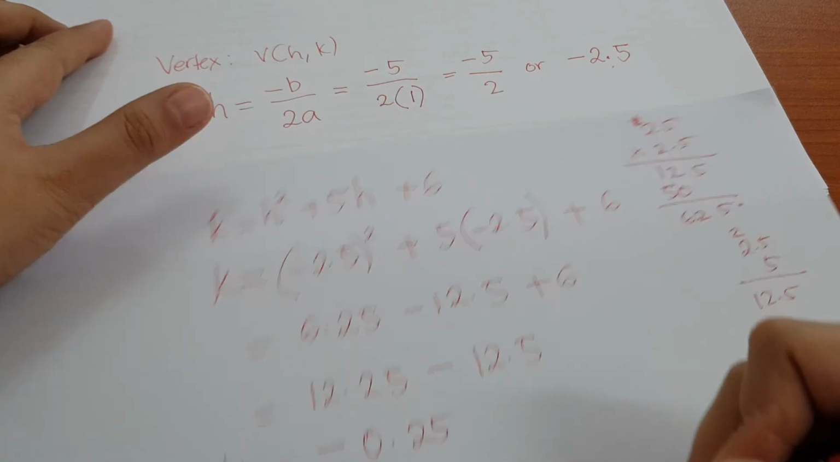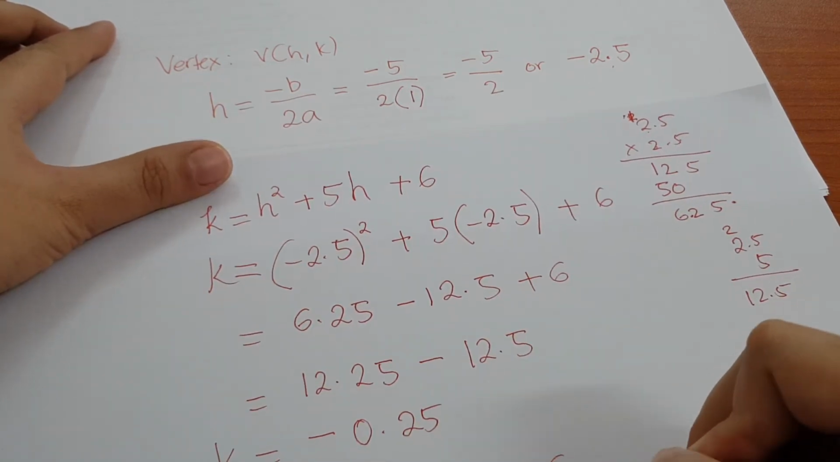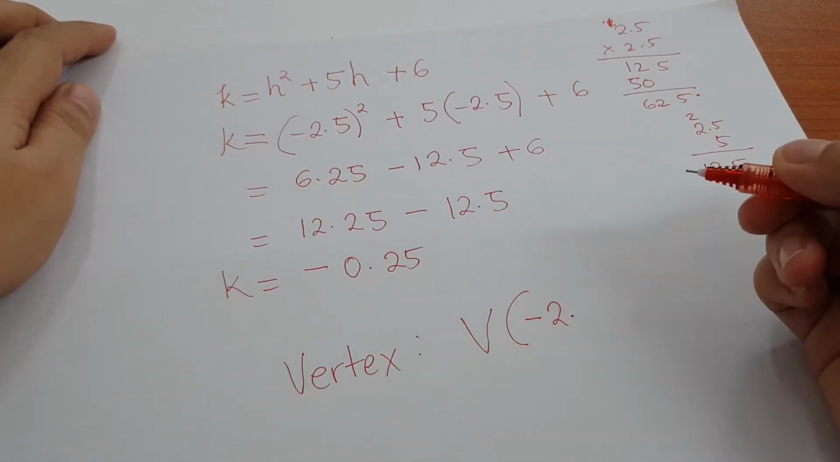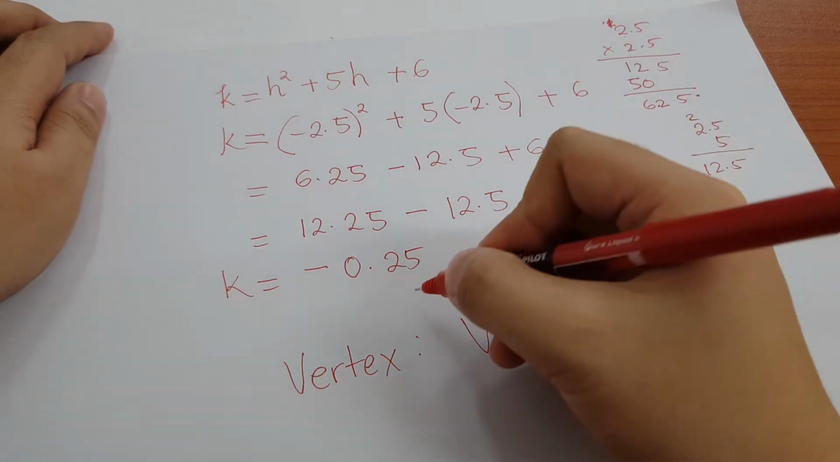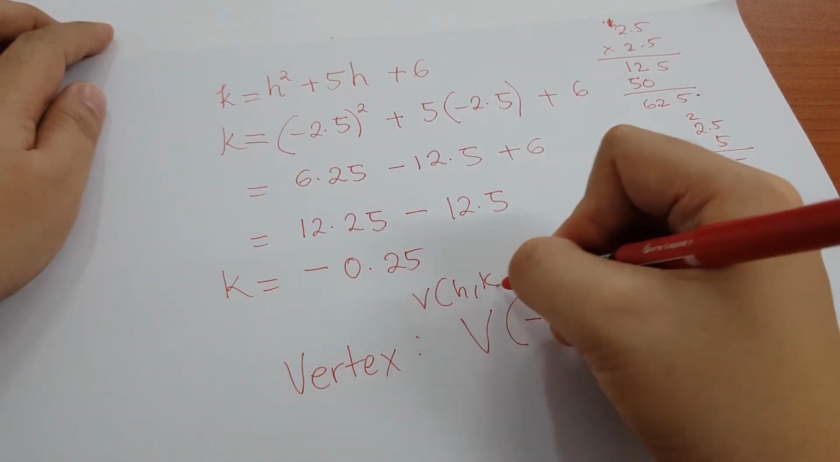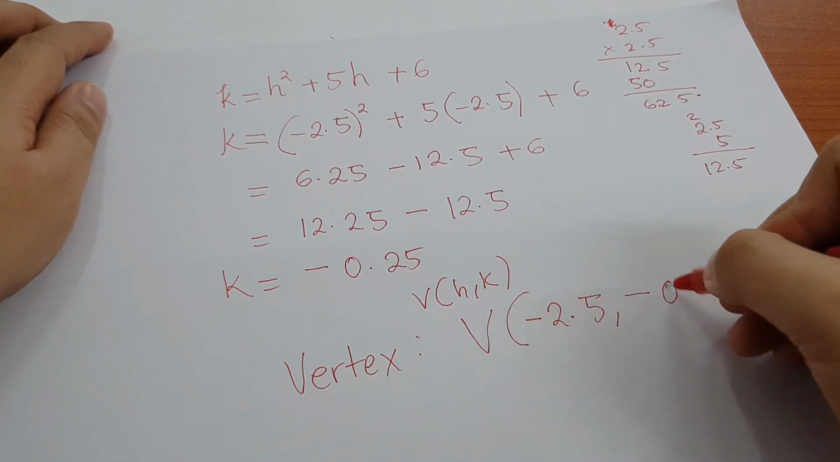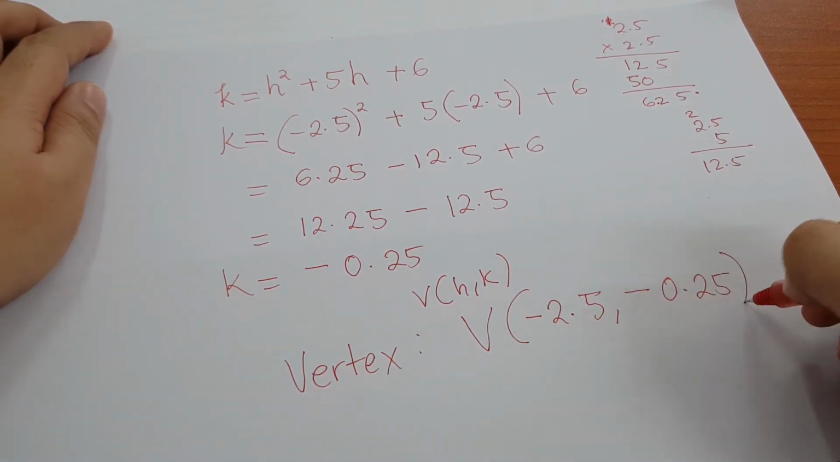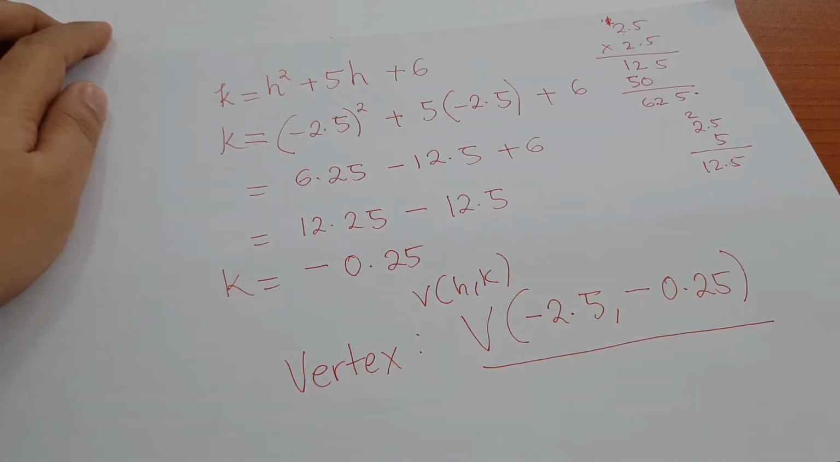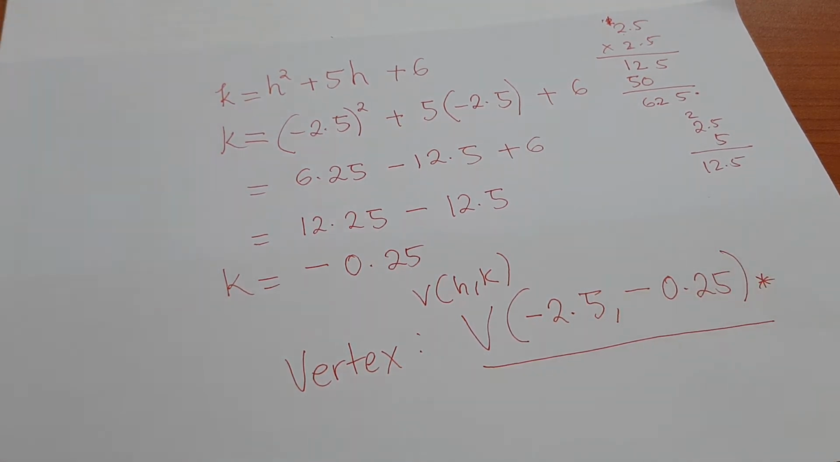So your h is minus 2.5. Okay, so your vertex, remember, vertex is (h, k). H is minus 2.5, your k is minus 0.25. So this will be your vertex. So you are done with the vertex part.